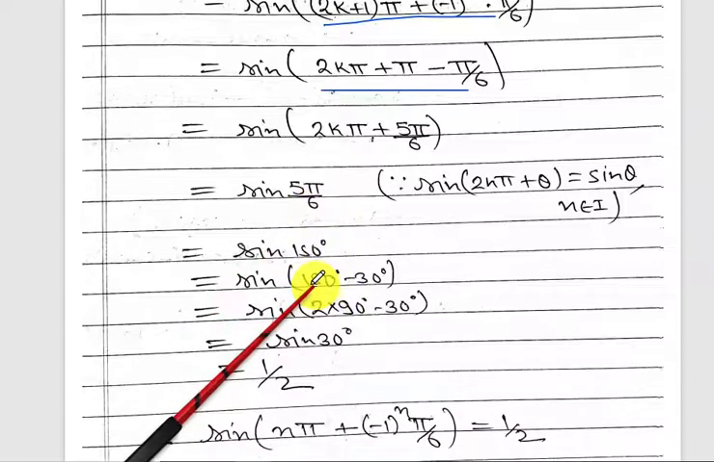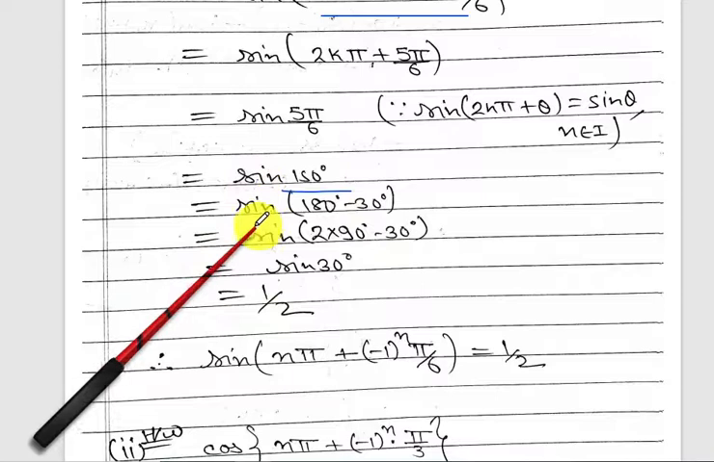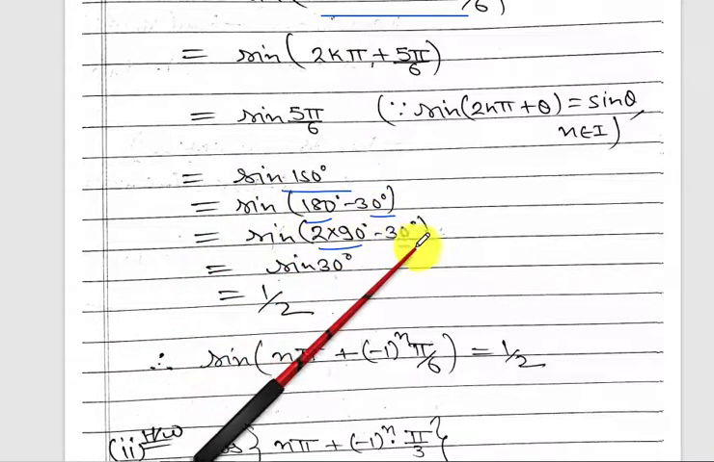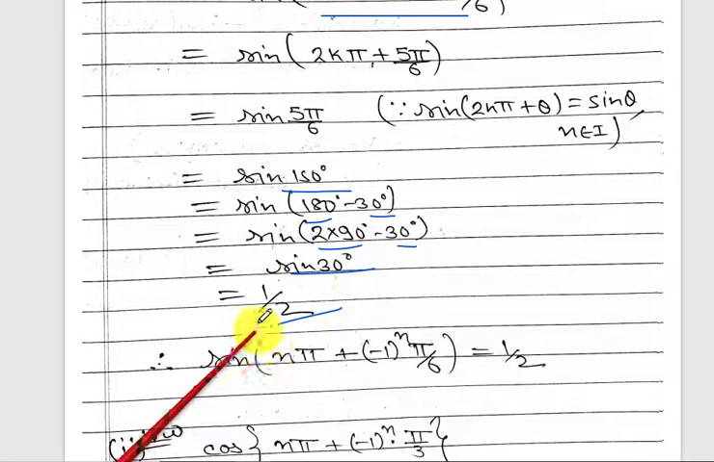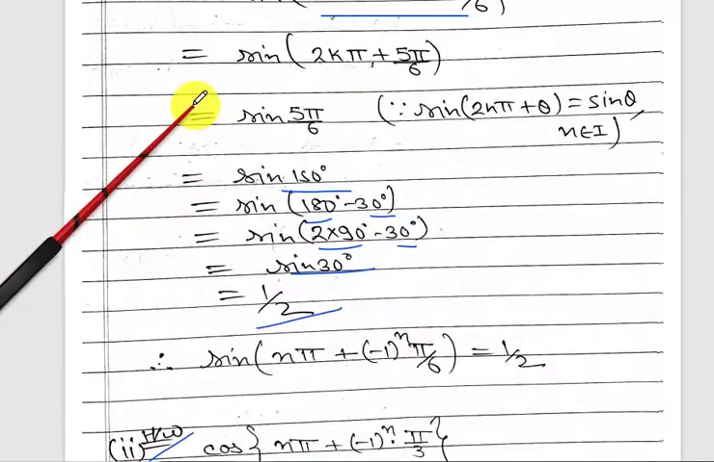And this can be written as sine 150. That means sine 180 minus 30. Sine 2 into 90 minus 30. So sine 30, half. Okay. So sine n pi plus, in bracket, -1 to the power n pi by 6 is equal to half, no matter n is odd or even. Okay. This is homework for you. You have to do it the same way. Okay. 2 cases are there. N is odd or even.